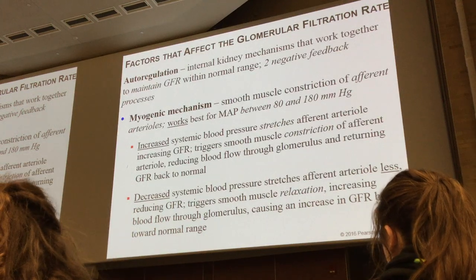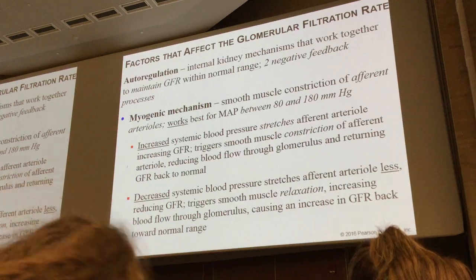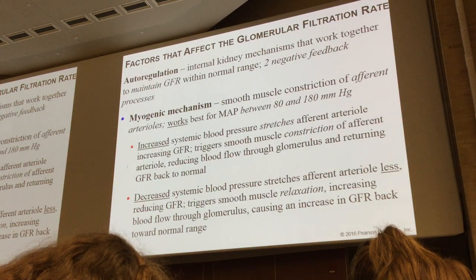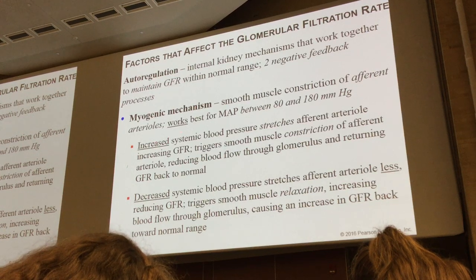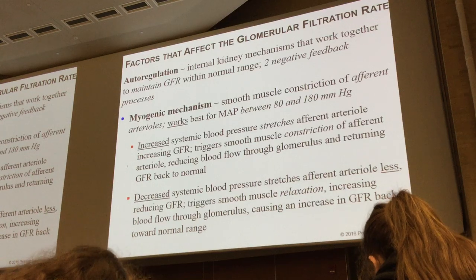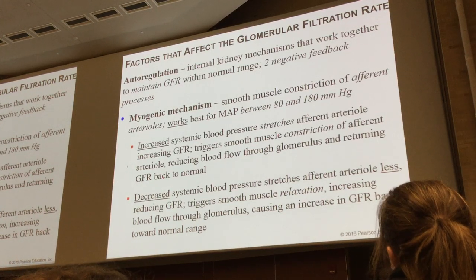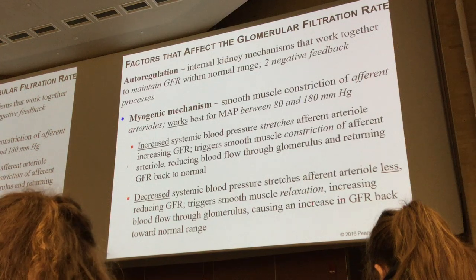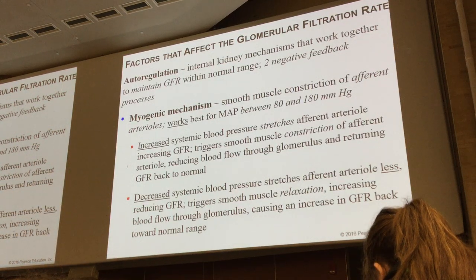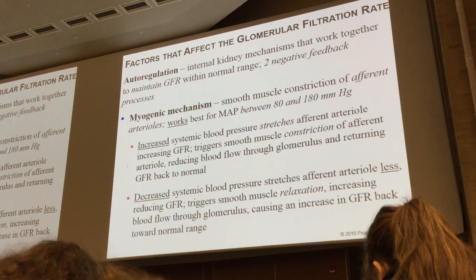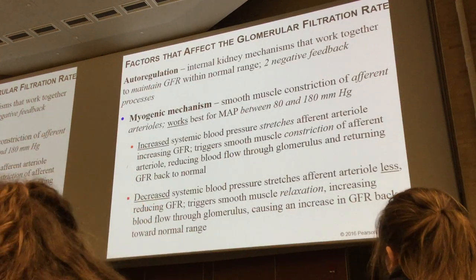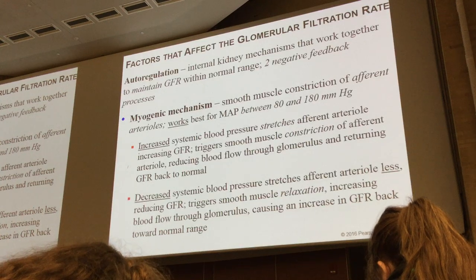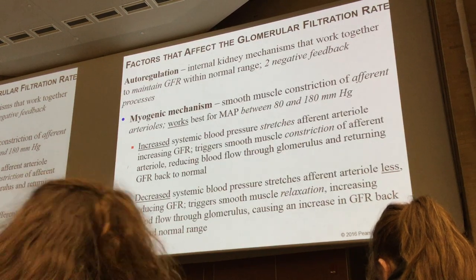What kind of relationship is that? What's the first word that comes to your mind? When you increase blood pressure, you constrict, reducing blood flow and bringing it back to normal. And when you decrease it, you now relax, which is dilate, increasing GFR toward the normal range. What kind of relationship is that? Inverse, but is it exponential or direct? It's direct. The GFR is directly related to the systemic blood pressure. All right, direct relationship.